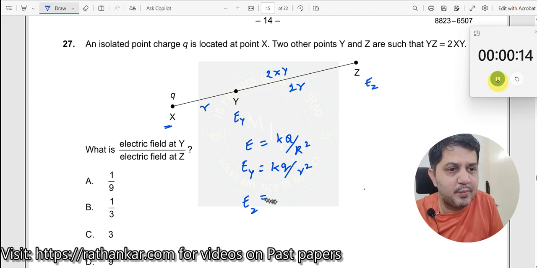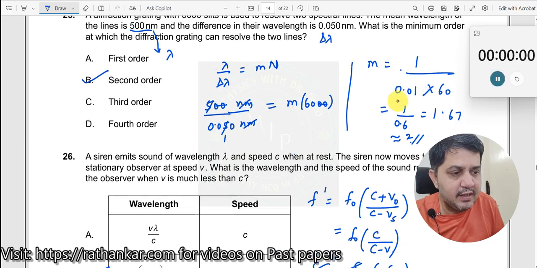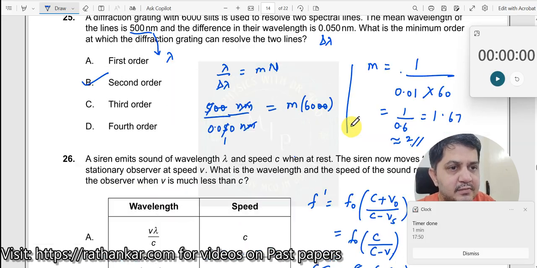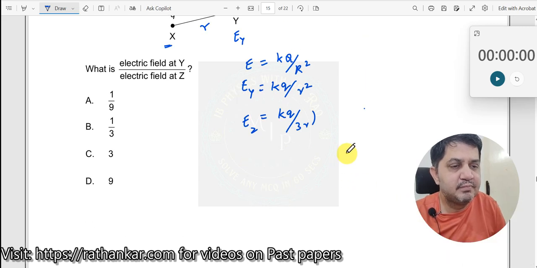EZ will now be equal to KQ divided by the total distance from X to Z. What is it? R plus 2R, which is 3R, the whole square, not 3R square. It is 3R the whole square over here. So this should be 3R the whole square, which should now be equal to KQ divided by 9R square.